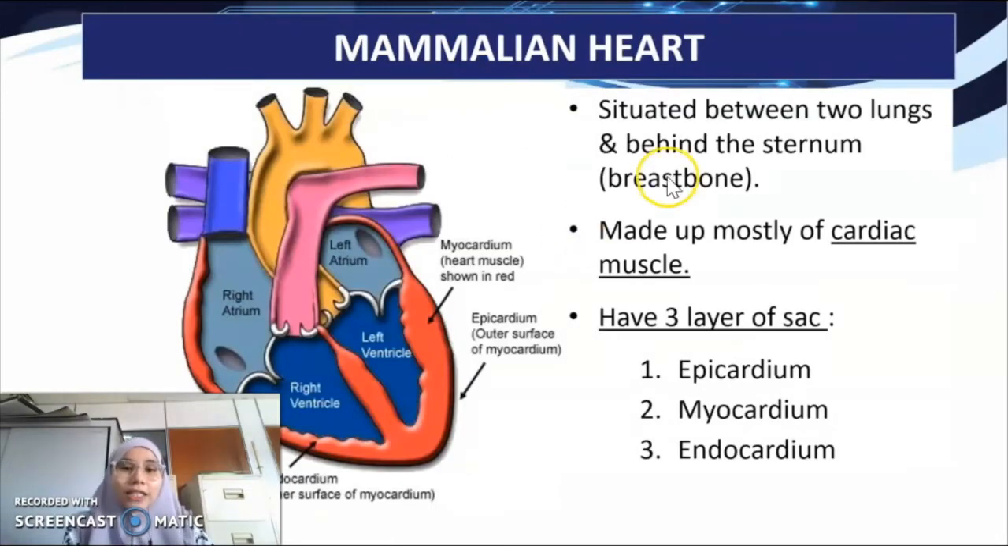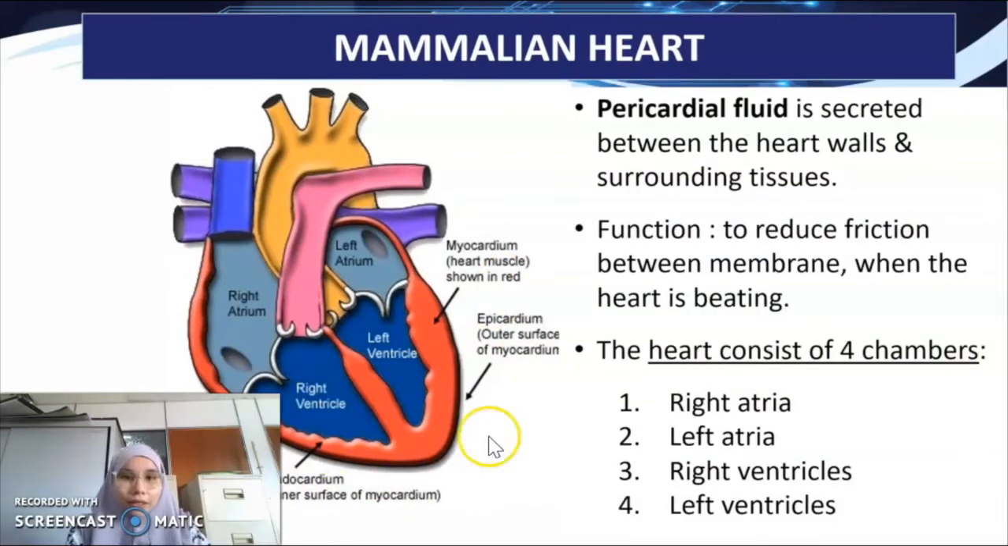The mammalian heart is situated between two lungs and behind the sternum, or our breastbone. They are made up mostly of cardiac muscle and they have three layers of sacs, which are epicardium, myocardium and endocardium. The pericardial fluid is secreted between the heart walls and surrounding tissue, and it functions to reduce friction between membranes when the heart is beating. And the heart consists of four chambers, which are the right atrium, the left atrium, the right ventricle and the left ventricle.